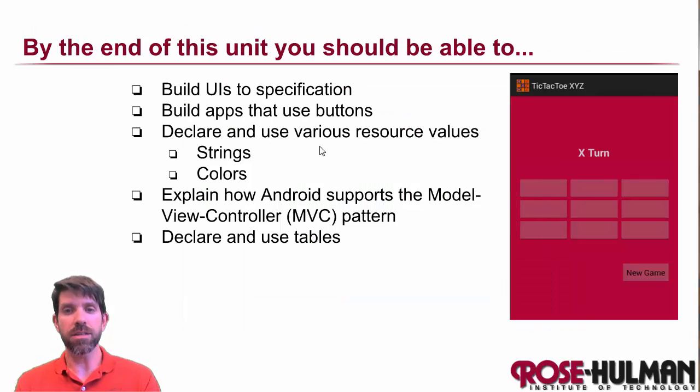So the kind of things that we're going to have to learn to be able to do this, first of all, is going to be able to create user interfaces or UIs to specification. Second, certainly we're going to need to know how to use buttons. Third, we're going to be looking at various resource values like strings, colors, and how we're going to use those in our layouts and in our code.